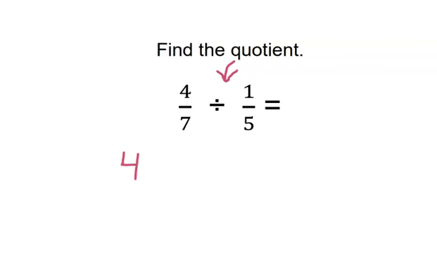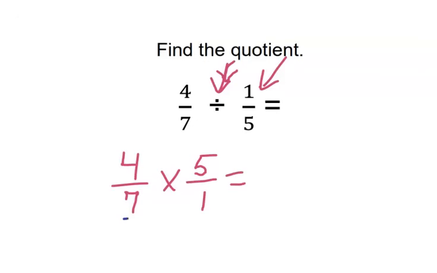So we have 4 over 7. And then we change the division sign to a multiplication sign and flip this. That's called the reciprocal or the multiplicative inverse. Okay, so at this point, we can see if we can cross-reduce anything. Is there anything that goes into both 7 and 5? Nope. How about 4 and 1? Nope. So we're just going to have to do what we got.